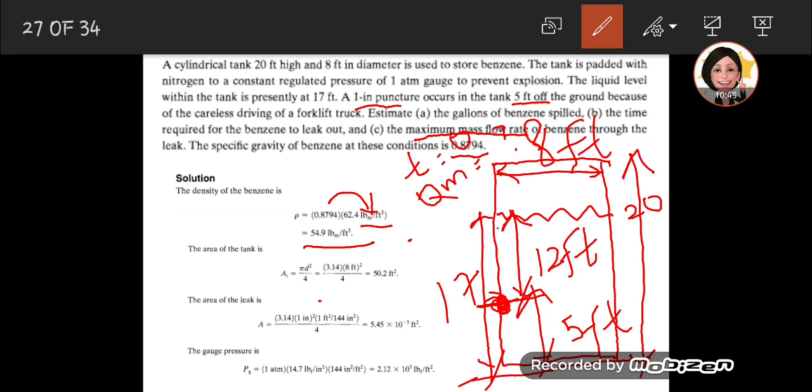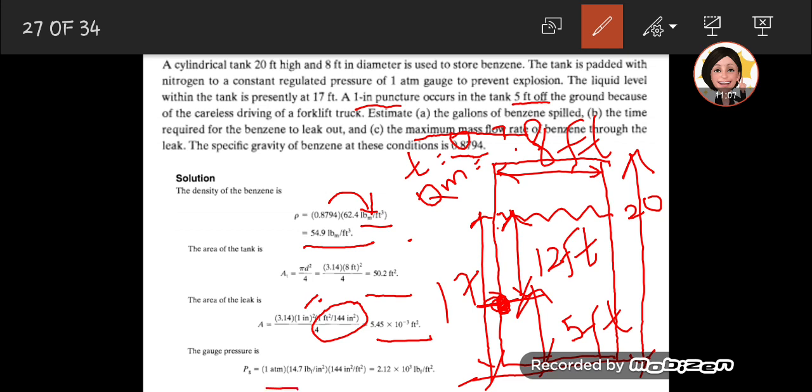And then we calculate the area of the tank. We are given information about the area of the tank. Then the area of the leak. It's given as 1 inch, so this is meant for conversion of the unit to feet square. And finally, the pressure gauge. Again, this is given in ATM.